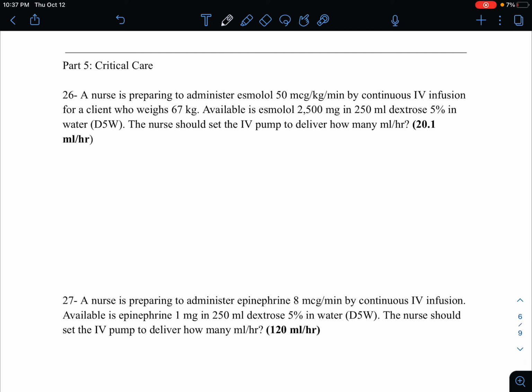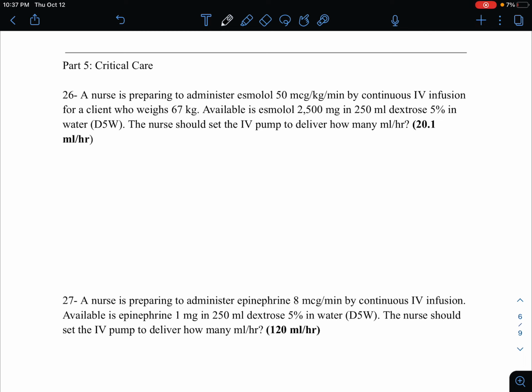So a nurse is preparing to administer 50 micrograms a kilogram a minute by continuous IV infusion for a client who weighs 67 kilograms. Available is 2,500 milligrams in 250 milliliters of dextrose and water. The nurse should set the IV pump to deliver how many milliliters an hour? Oh my gosh. Okay. Let's get started.